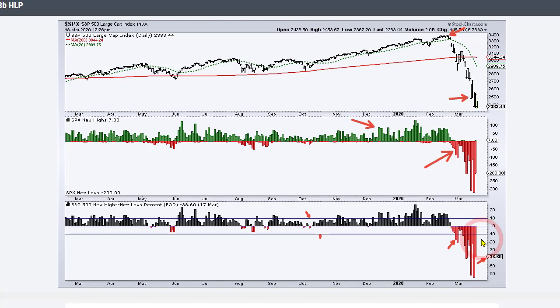And if a stock hits a new low, that means it is in a strong downtrend. If you're hitting a 52-week low, all right, that is significant. And when we got to below around minus 20% actually on February 28th, that's like 20% of stocks in the S&P 500 hitting new lows. That is not a healthy market, and that tells you that something is not right, or we're moving into bear mode.